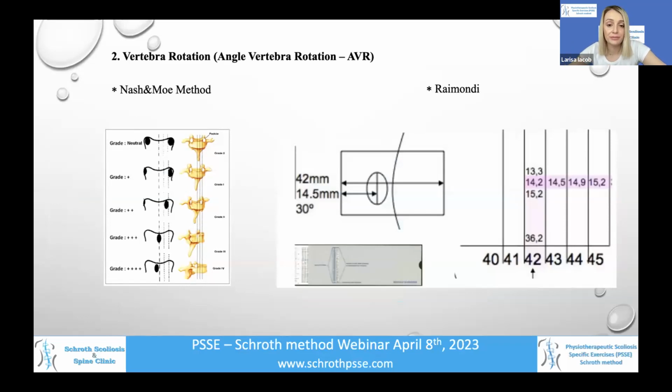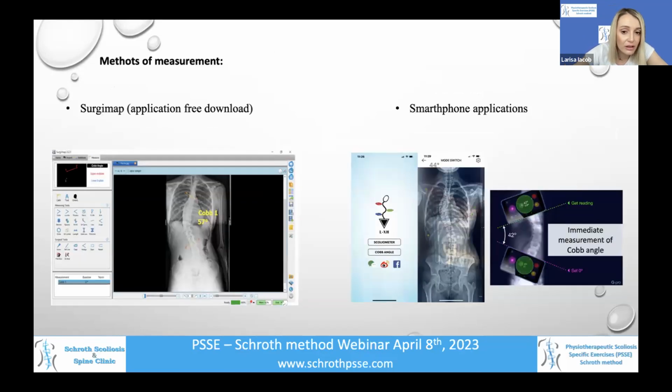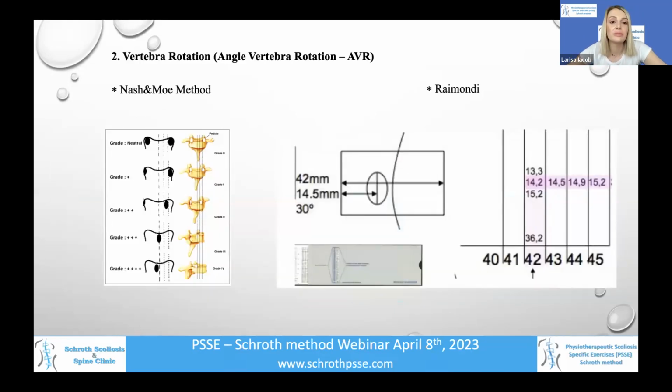For measuring the Cobb angle, okay. Now we will speak about vertebra rotation. Here we use the Nash and Moe method and also the Raimondi method.